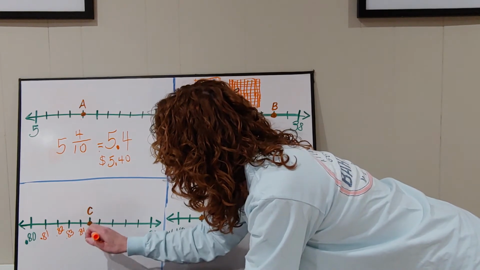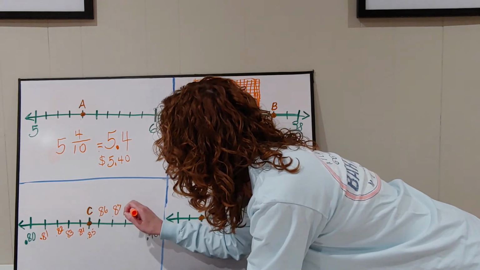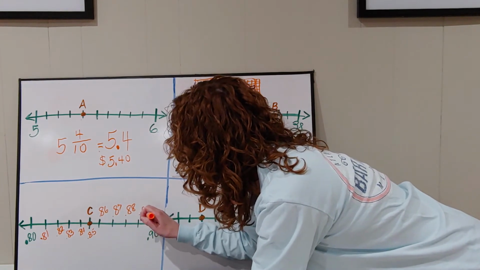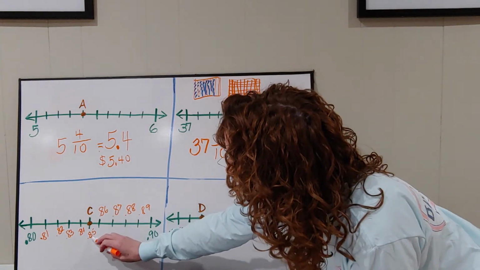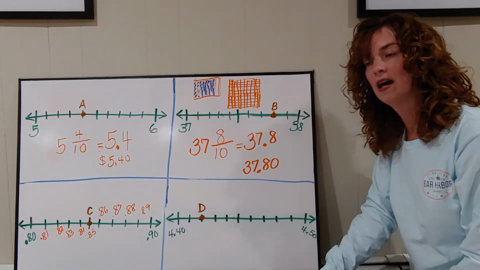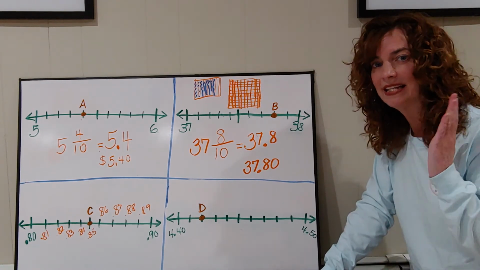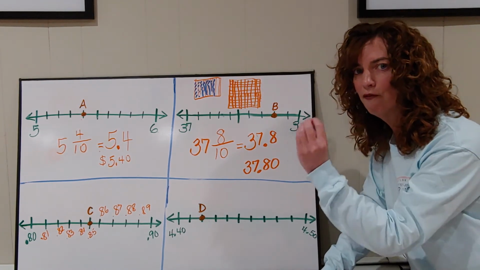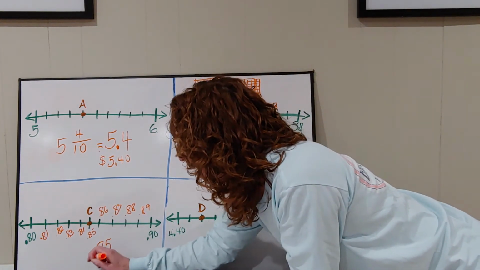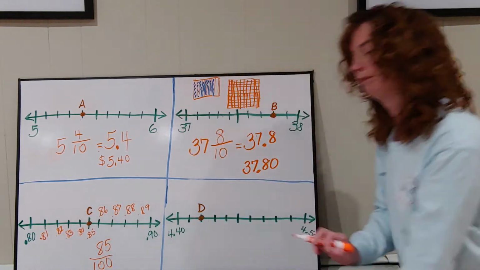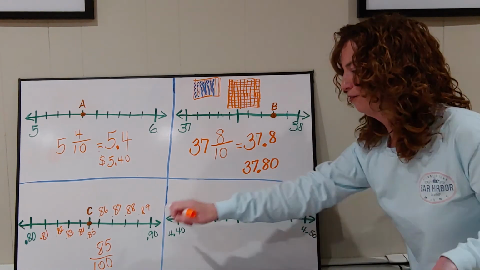85 hundredths. 86 hundredths. 87 hundredths. 88 hundredths. 89 hundredths, 90 hundredths. So C would be 85 hundredths. And to write that as a decimal, well, that is a decimal. To write that as a fraction, it's exactly what you're saying. You're saying 85 hundredths. So that would be 85 hundredths. Doesn't that work out? See the connection when you say it? It's exactly like you're writing it.